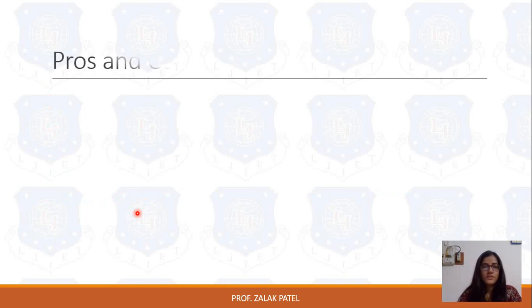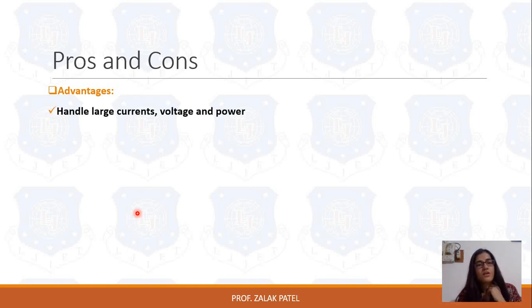Now next is about the pros and cons of the SCR. So first let's take the advantages of SCR. Obviously SCR has a high power handling capability. Because of that it can handle large current, large voltage and large power. Next is about the voltage drop. Obviously because of high power handling capability, it has a smaller voltage drop across the device.